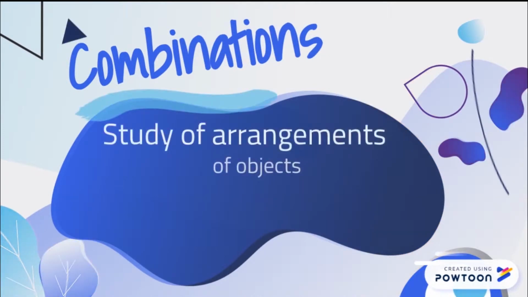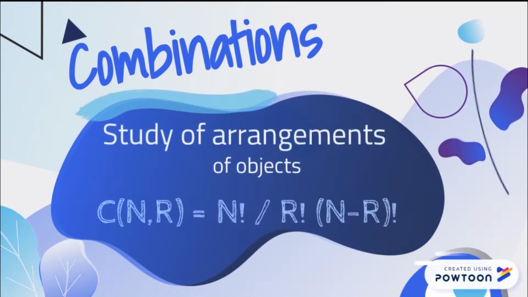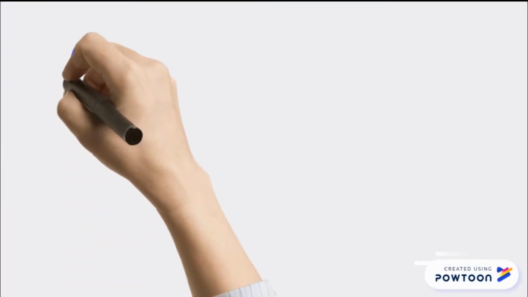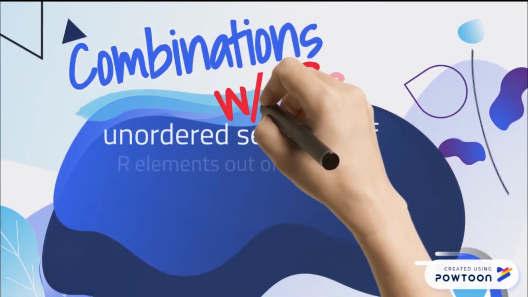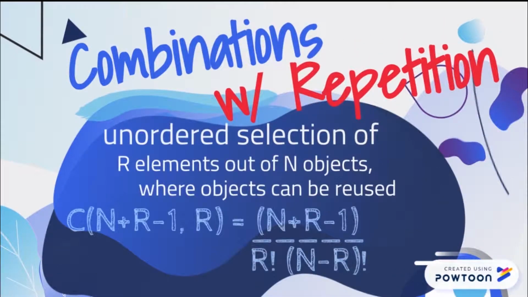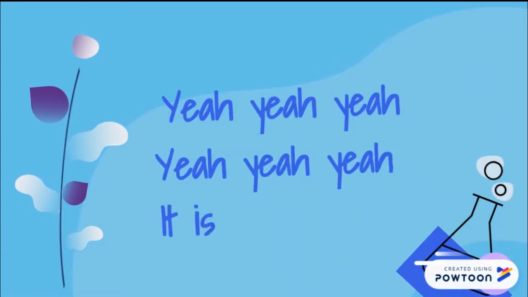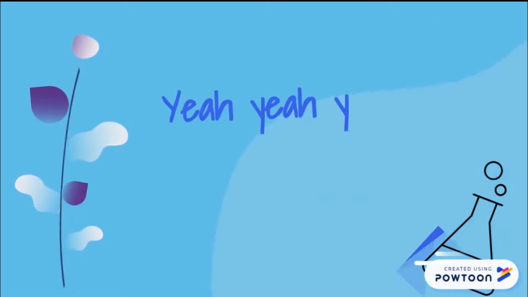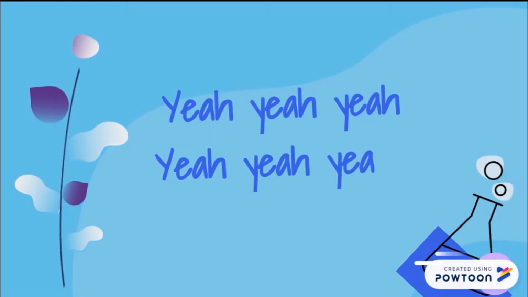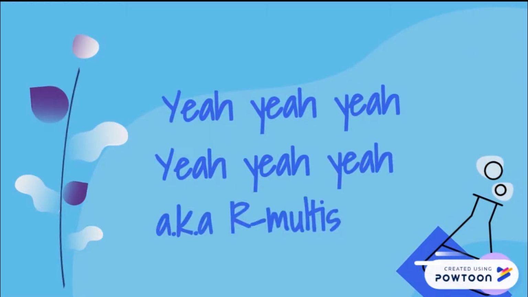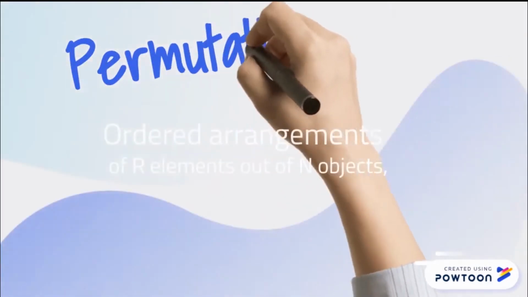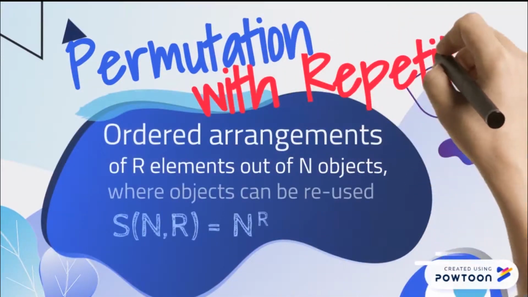Combinations out of arrangement of objects when I can solve. I need a like you. An ordered selection of r elements out of n objects where it can be reused. It is repetition. Multi-set permutation with limitation.